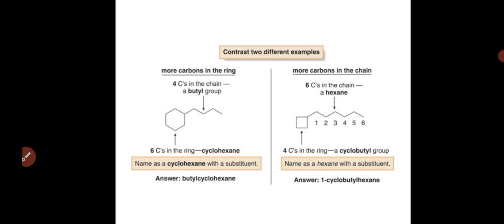We have a 4-carbon ring, and the number of carbons in the chain is longer than the ring, so the parent is the chain, and the cyclobutane will now come as a substituent. So it is now going to be at carbon 1 we have cyclobutyl, so 1-cyclobutylhexane.